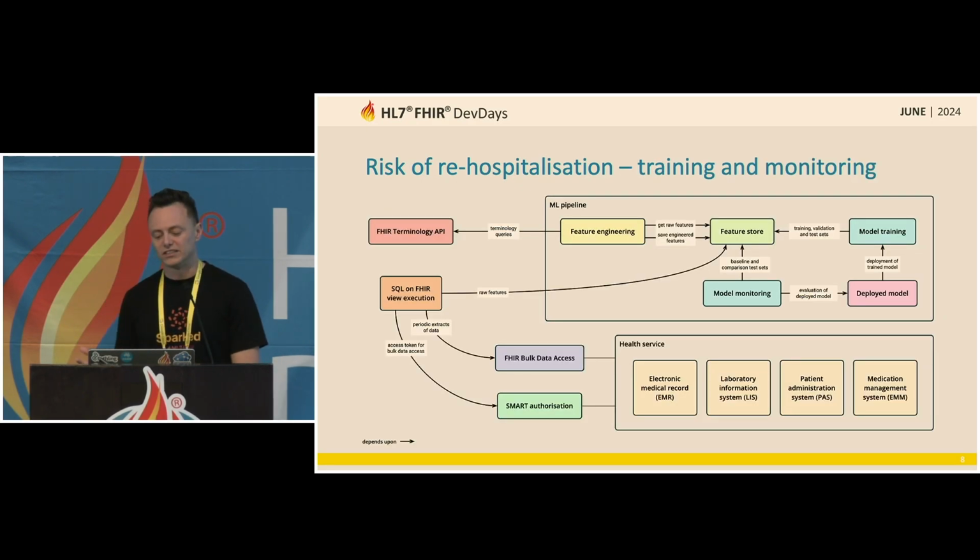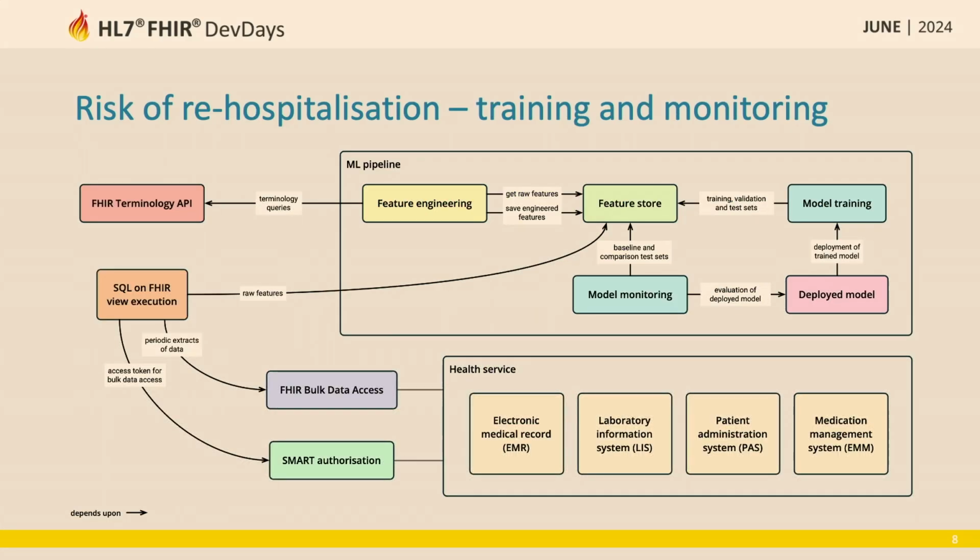First, we'll cover the process by which the model itself is trained and evaluated using data from the health service. The initial training of the model can be performed using extracts provided by the FHIR Bulk Data Access API. The authorization token that is provided by the Smart Authorization endpoint can be scoped down so that only the data that is relevant to the training of the model is returned.